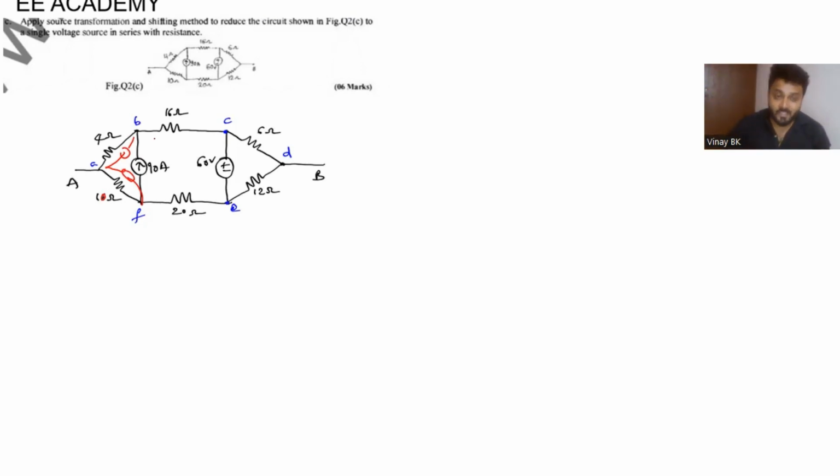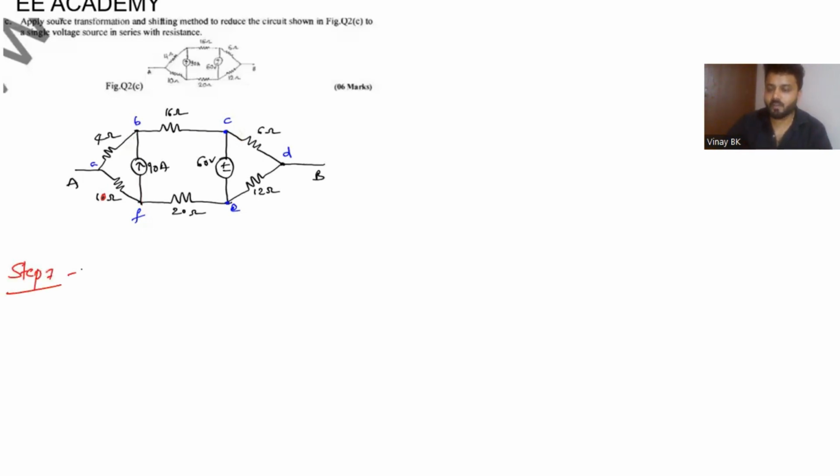Similarly, you need to shift the 60 volt voltage source to either node C or E. So I will shift this voltage source to node C. There are two branches, so from C to B, one voltage source will shift, and from C to D, another voltage source will shift. I hope you're getting it.